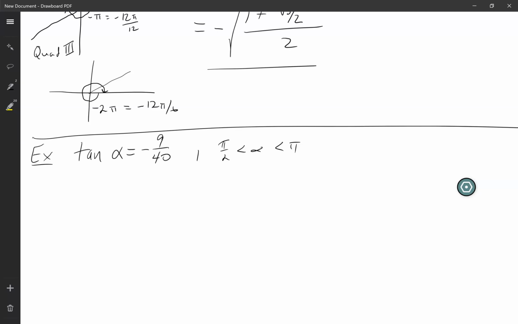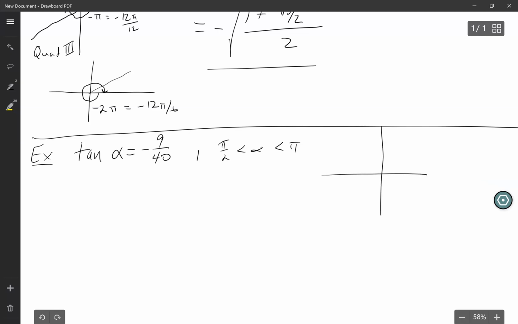So before we do anything else, let's use our knowledge of right triangles and the signs of the trig functions to figure out where we draw this right triangle. Pi over 2 to pi is quadrant 2. So I'll draw my triangle over here in quadrant 2. Here's my alpha. My opposite side here will be negative 9. This is, remember, tangent's opposite over adjacent.